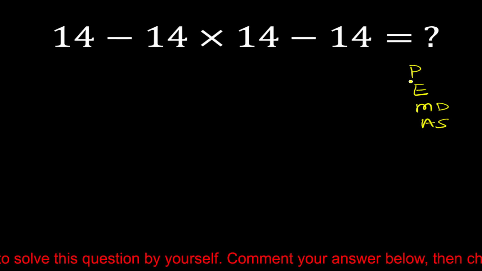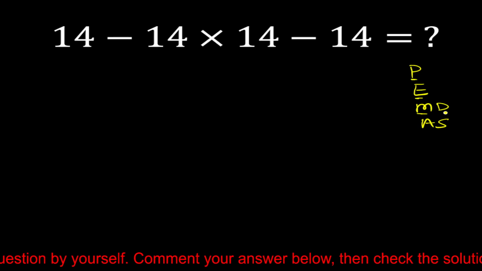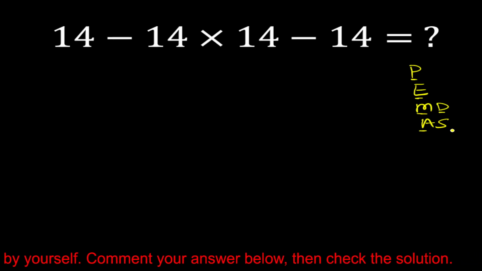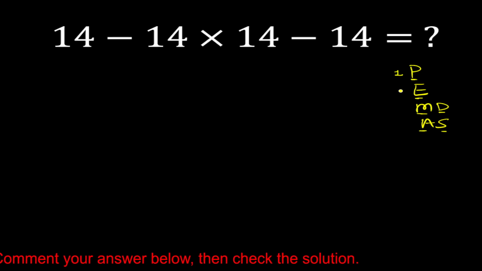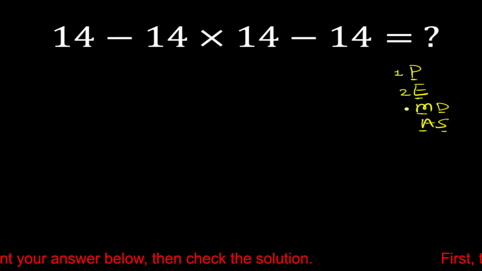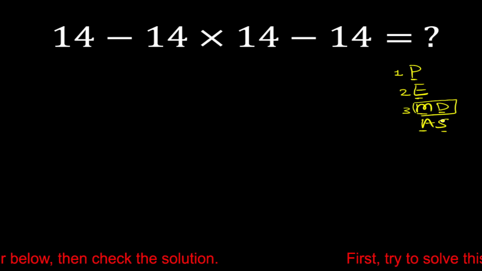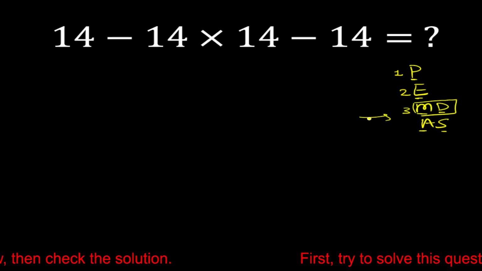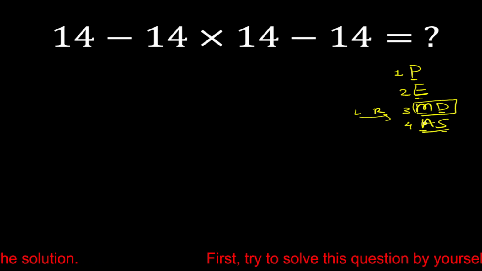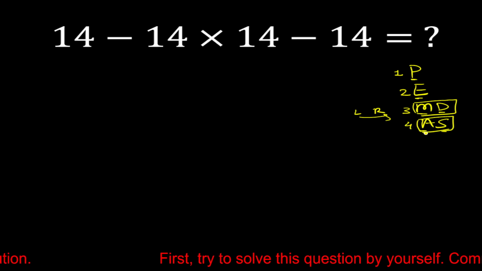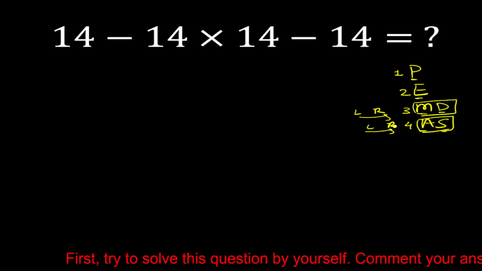PEMDAS. According to PEMDAS rule, P means parenthesis, E means exponents, M means multiplication, D means division, A means addition, and S means subtraction. First priority is parenthesis, second priority is exponents, third priority is multiplication and division. Multiplication and division both have equal priority, so we have to solve it from left to right. Fourth and last priority is addition and subtraction. Also addition and subtraction both have equal priority, so we have to solve it from left to right, okay?